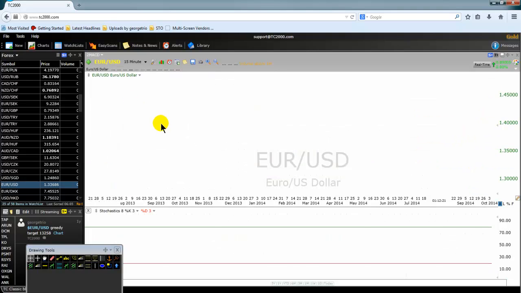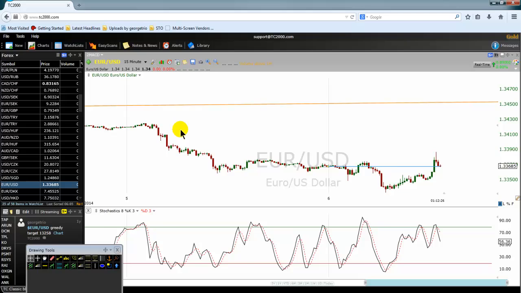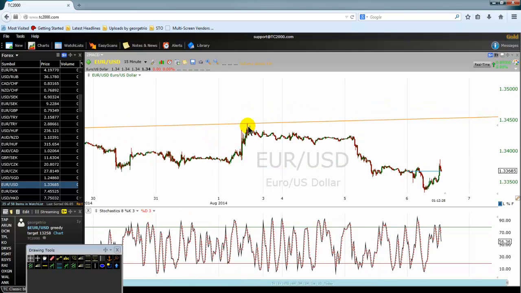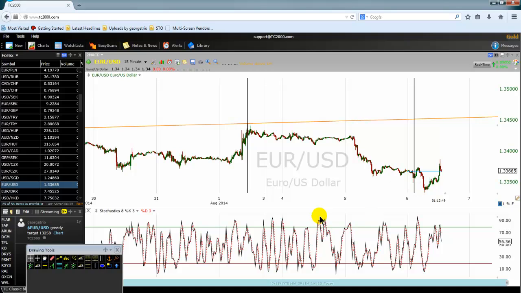Now if we go back to the 50-minute chart where I'm counting my waves, stay with me. You will see my orange line here, the orange line on the 15-minute chart. So I'm going to count the wave, pay attention carefully. From this point here, drawing a vertical line there, up to this point here.